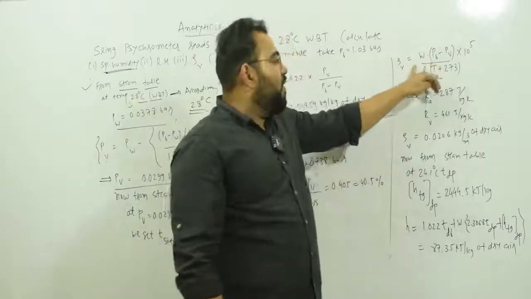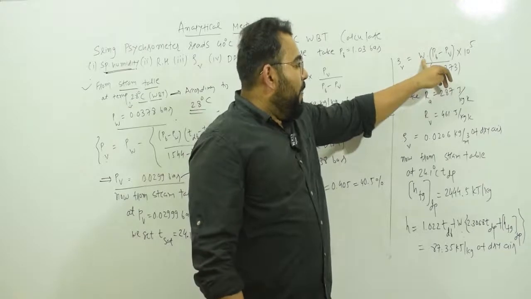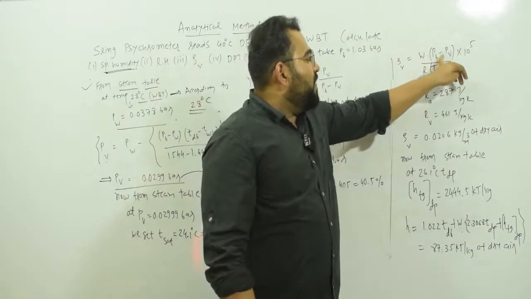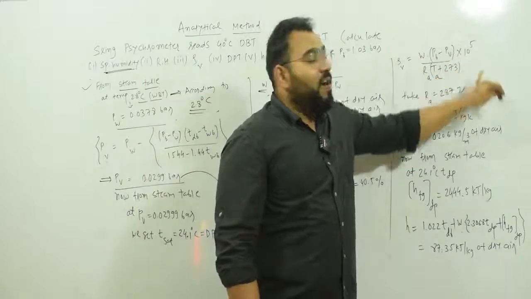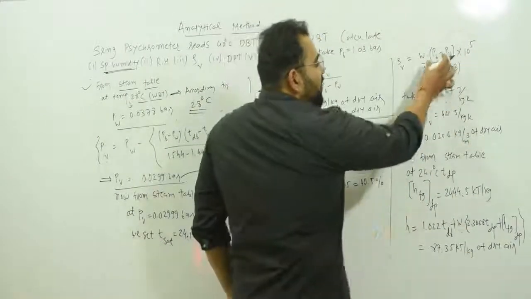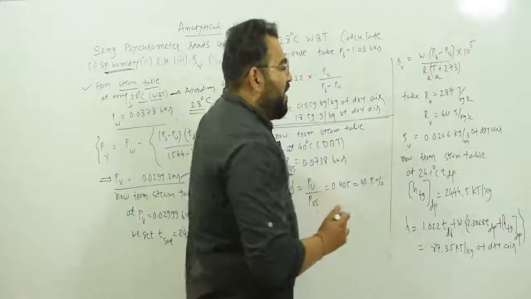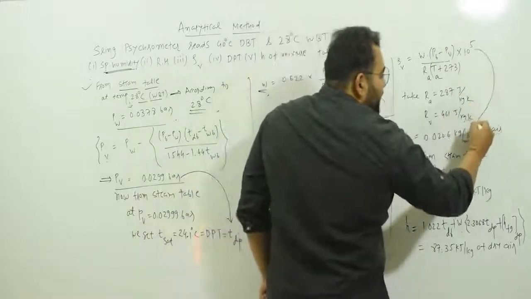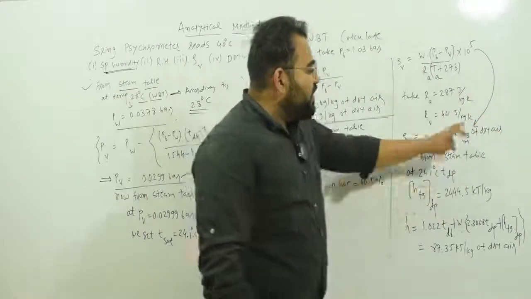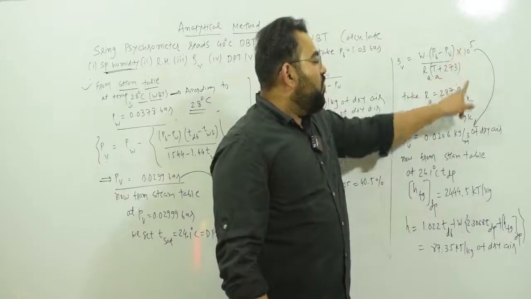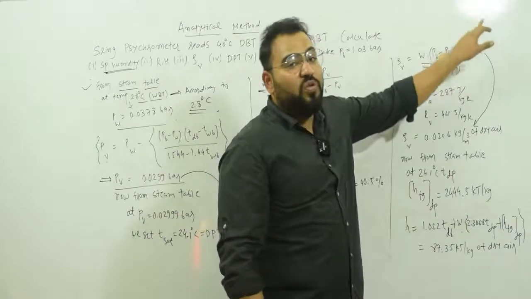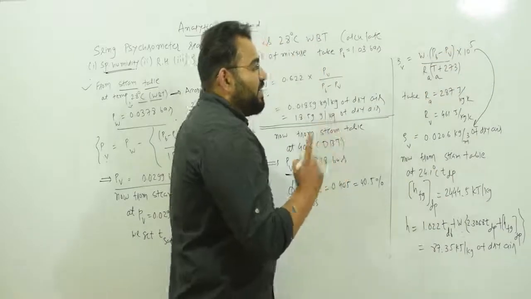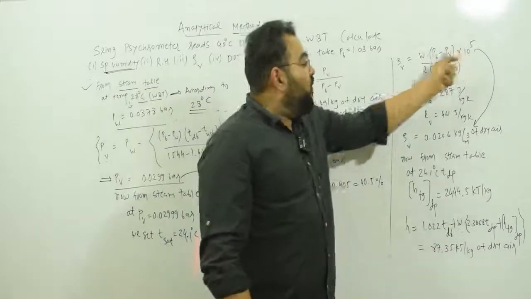Vapor density is equal to specific humidity times atmospheric pressure minus vapor pressure, multiplied by 10 raised to 5. Why multiply by 10 raised to 5? Because this pressure value is in bar and the vapor density unit is kg per meter cube. So to convert into kg per meter cube, we have to multiply by 10 raised to 5. Don't forget that this is only for vapor density.